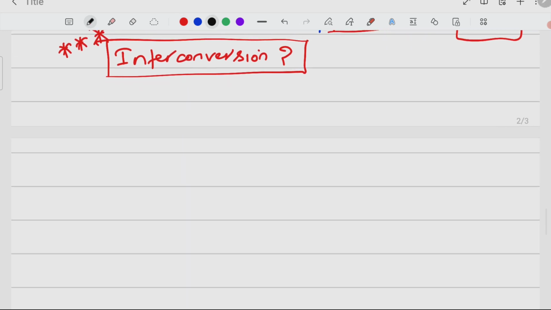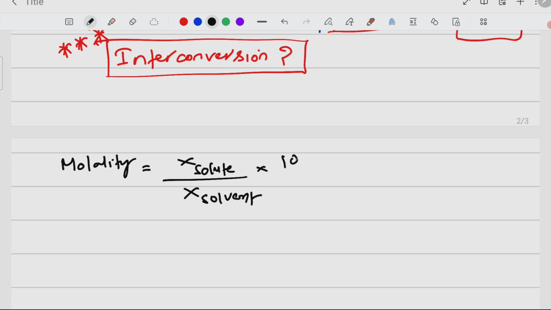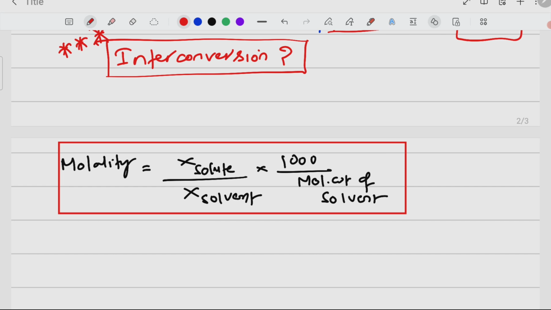See here, the first formula I am writing here. Molality is equal to, you have to remember, next lecture we are going to use all these to calculate. Molality is equal to mole fraction of solute by mole fraction of solvent into 1000 by molecular weight of solvent. So pay attention, very important interconversion formula, useful even for advanced questions.